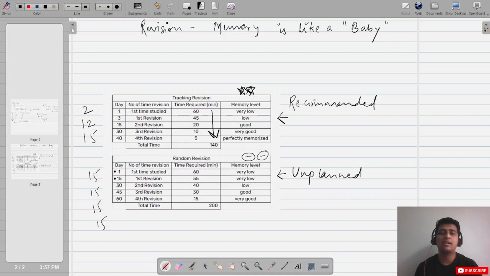So with the tracked revision method, your memory is improved, plus the amount of time you spend is also decreased. So this is very important. When you have a tracked revision, you have memorized it, and eventually you need less time.